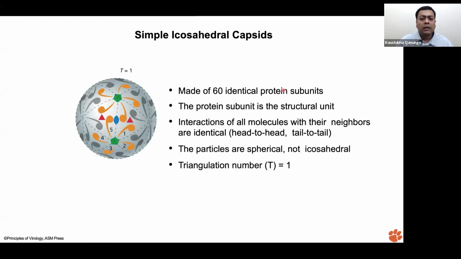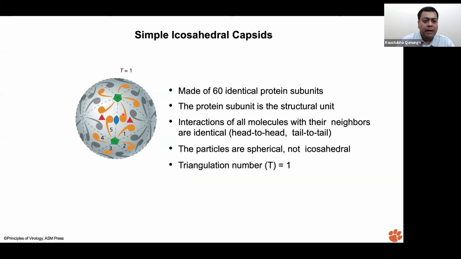So a simple icosahedral capsid is one where the triangulation number is 1, and we will define this a little bit later. But the simplest one is made up of 60 identical protein subunits. This is absolutely the minimum number that is needed. The protein subunit is the structural unit, and it interacts with all its neighbors, head to head, tail to tail. And the particles are spherical, but not icosahedral, because although you have the symmetry, it looks three-dimensional, but the proteins actually have a curvature on their top. It is not just a flat, rigid structure that we are seeing.